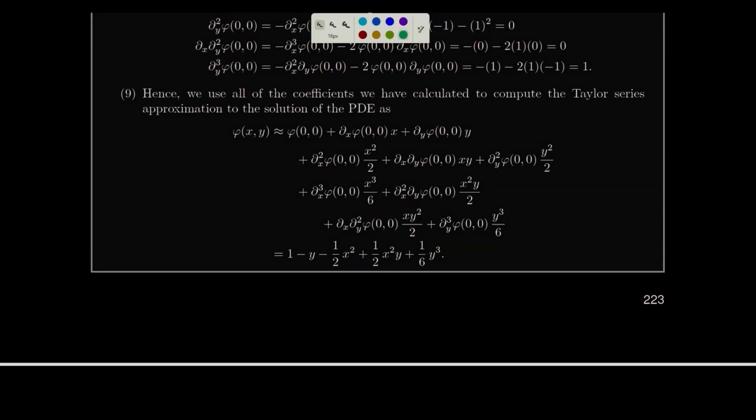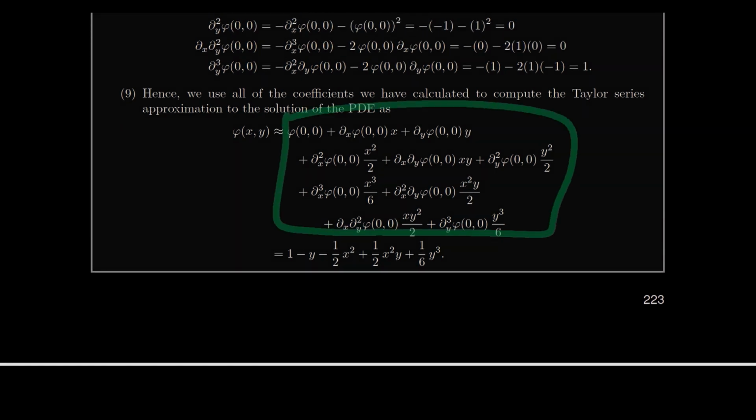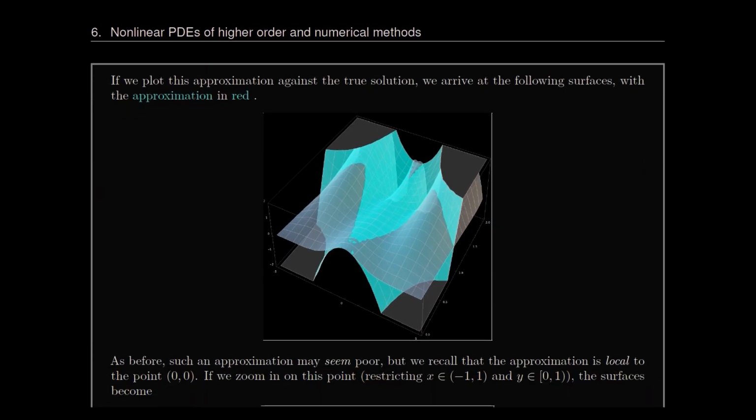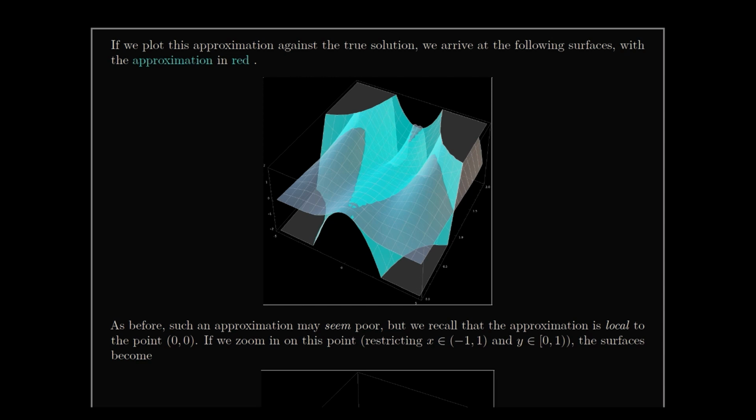Plug them all in, and you get an approximation. So here you plug them all in, you get the following approximation: 1 minus y minus 1/2 x squared plus 1/2 x squared y plus 1/6 y cubed. Okay, let's see how good this approximation is. If I jump down to the true solutions in this grayish color here, and then the approximations in the cyan. So I got my approximation in the cyan there.